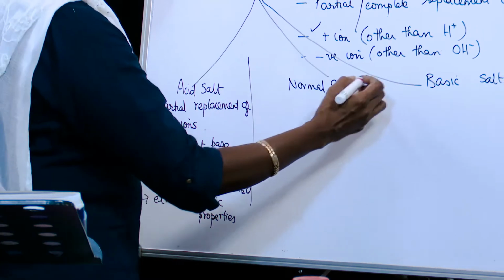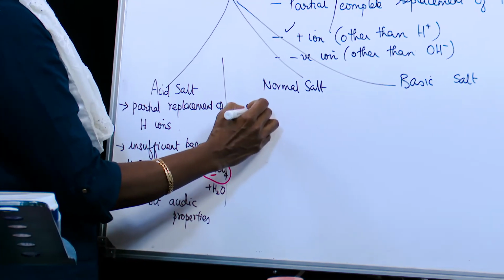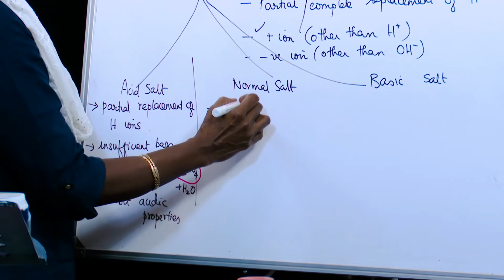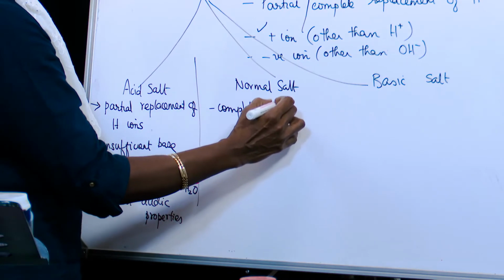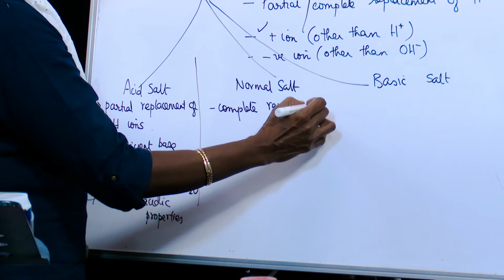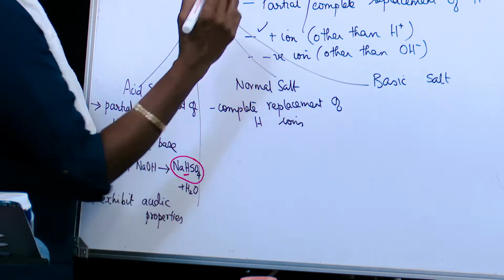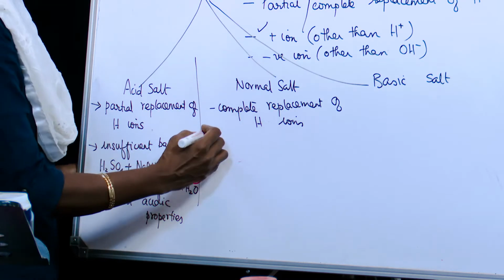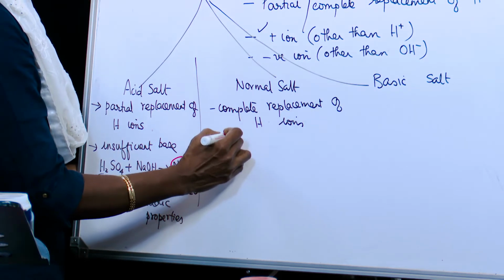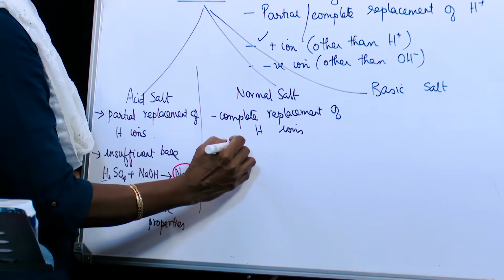Now we go to normal salt. Now this will be as a product or result of complete replacement of hydrogen ions. When does that happen? When there is sufficient amount of base.